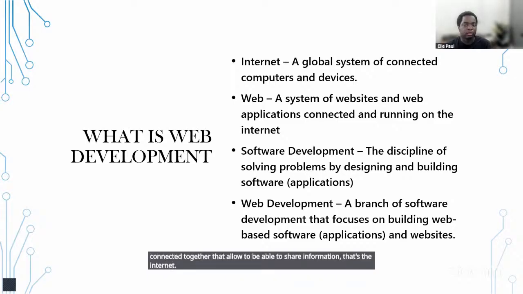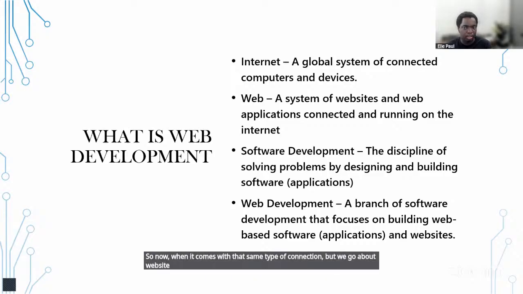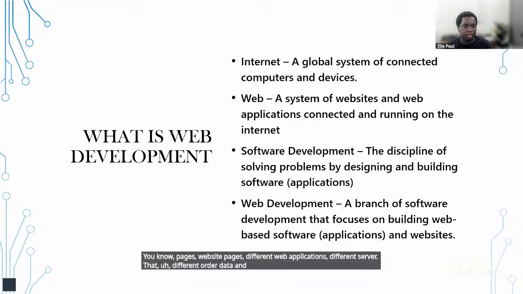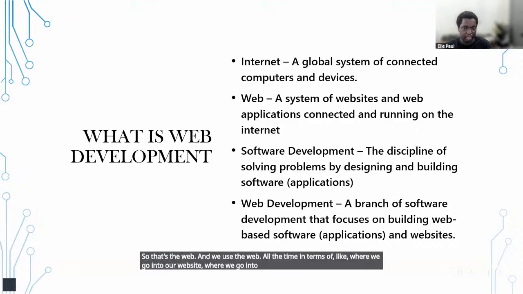internet. Now, when it comes to that same type of connection, but we go to websites and web applications, that's where we have the web. So it's like different website pages, different web applications, different servers, and other data and information that's connected together. So that's the web. And we use the web all the time, when we go into our website, or when we go into a web application that's available on the cloud.